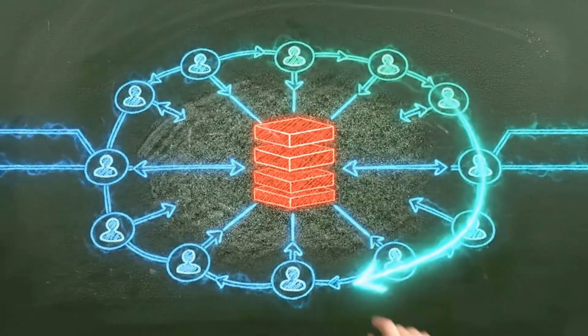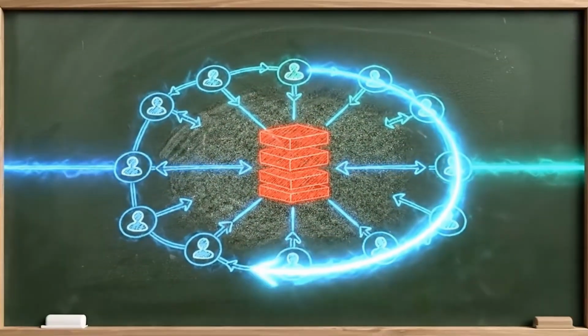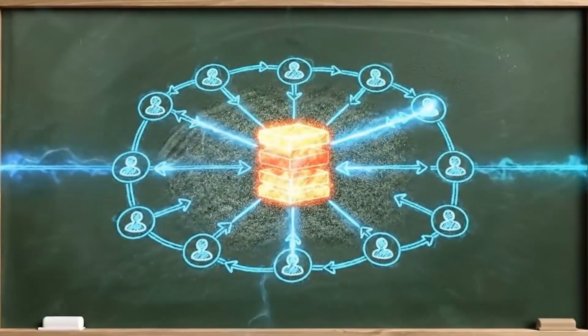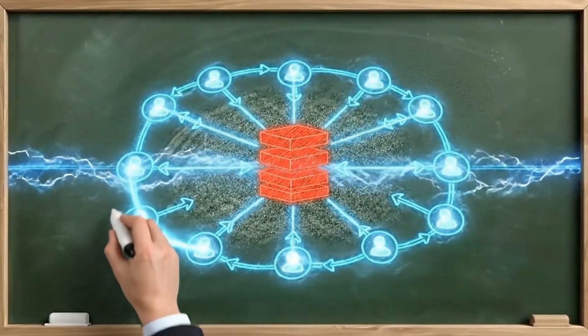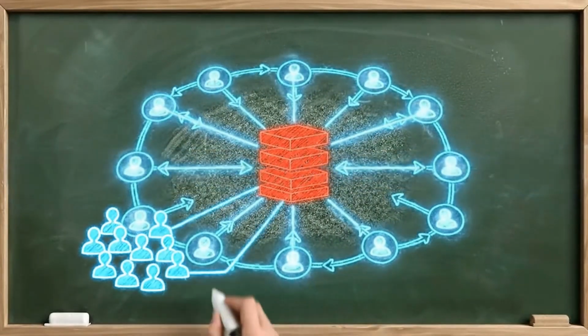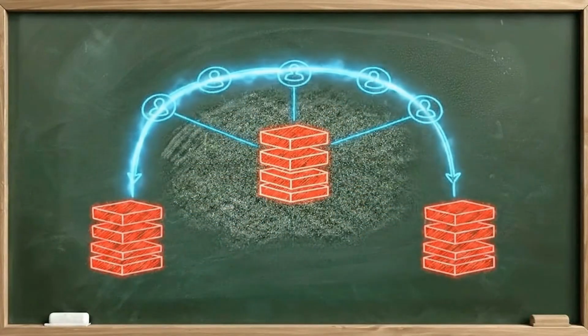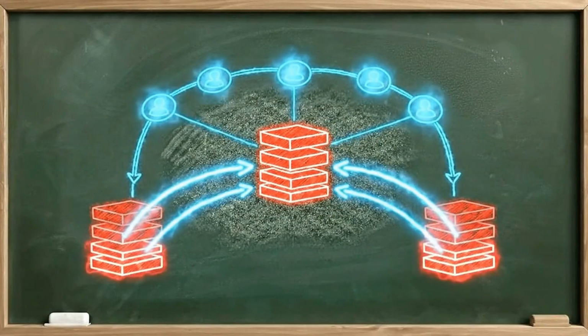DNS quietly controls how users reach services across the internet. It can direct traffic to different servers based on location, load, or availability. The same domain name can resolve to different servers depending on where the request comes from. This helps balance load and improve performance without users ever realizing it.